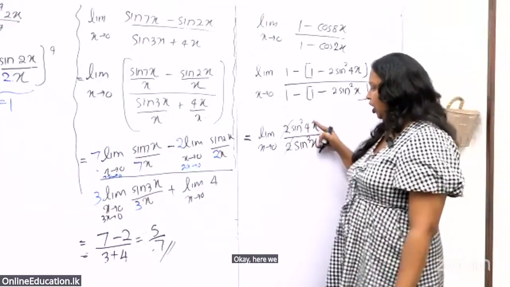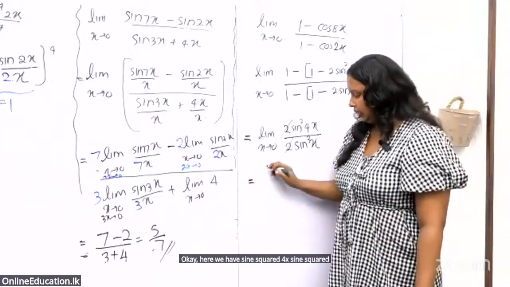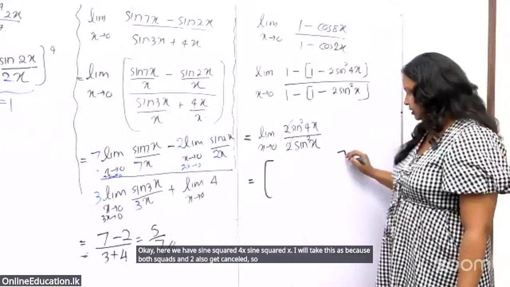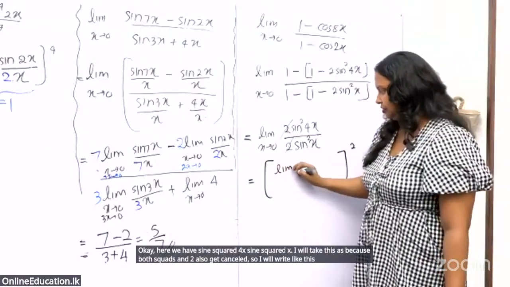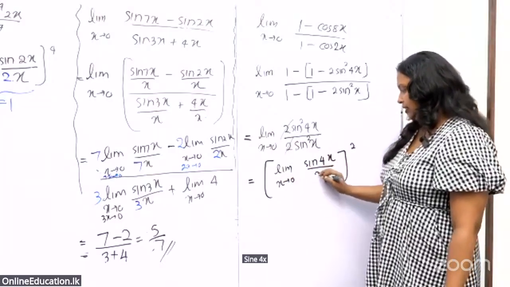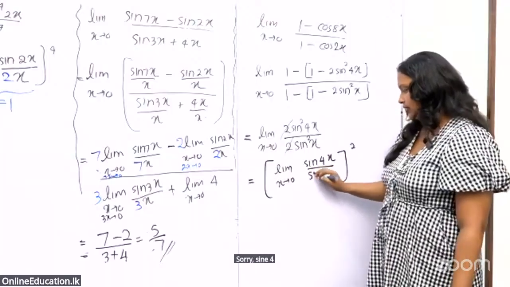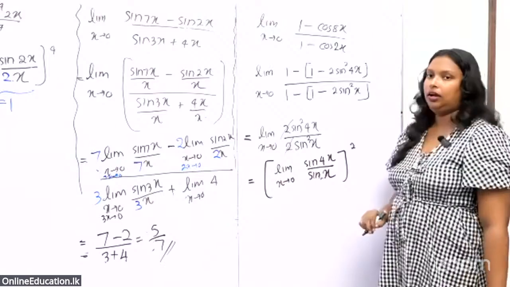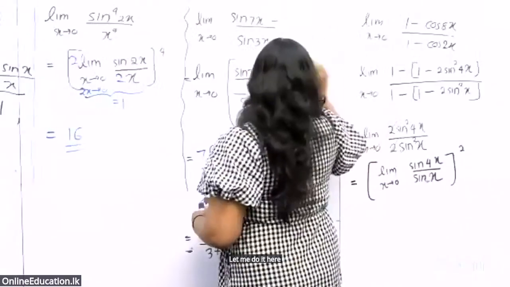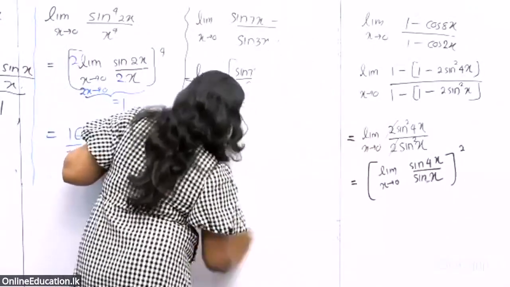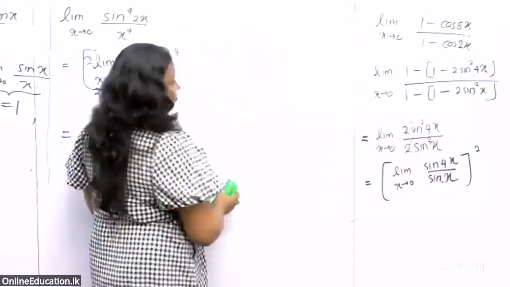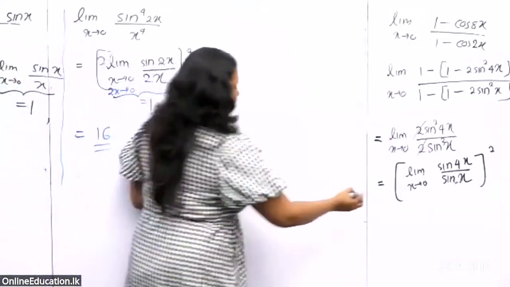Okay, here we have sine squared 4x over sine squared x. Because both are squared, the 2 and 2 get cancelled. So I will write like this, see. Limits of sine 4x over sine x. Right? We can go for this kind of a line. Then, let me do it here. Okay, I will continue writing here.